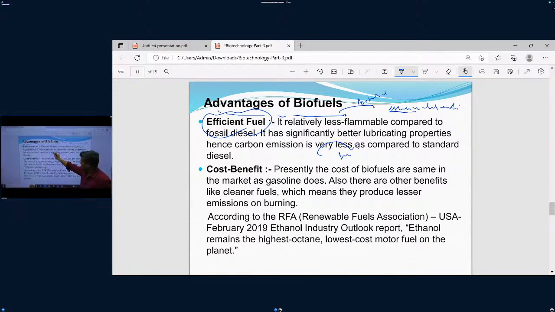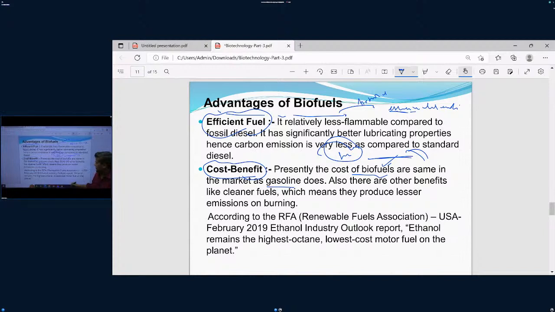And that blended fuel, or you can say mixed fuel, has better lubricating property. As a result, the carbon emission is very less as compared to normal fuel. Even the cost of biofuel is also less. In the market, if you compare the cost of biofuel, the cost is just the same as gasoline. Same prices of biofuel are there, and it is also a cleaner fuel. The carbon emission is almost zero, or you can say very less.